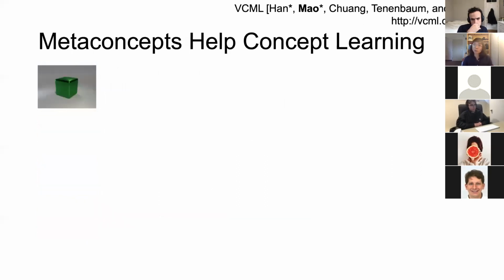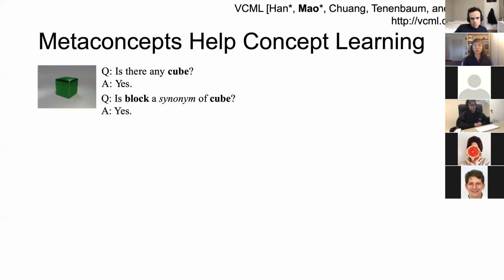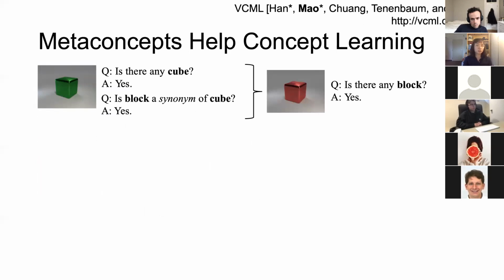So there's one more direction I want to show you, which is more interesting. Look at this image. If I tell you this image contains a cube, and I also tell you block is actually a synonym for cube, then can you answer this question? Is there any block? Most of us are able to do that because we can perform abstract reasoning about the relationship between the word cube and the word block.